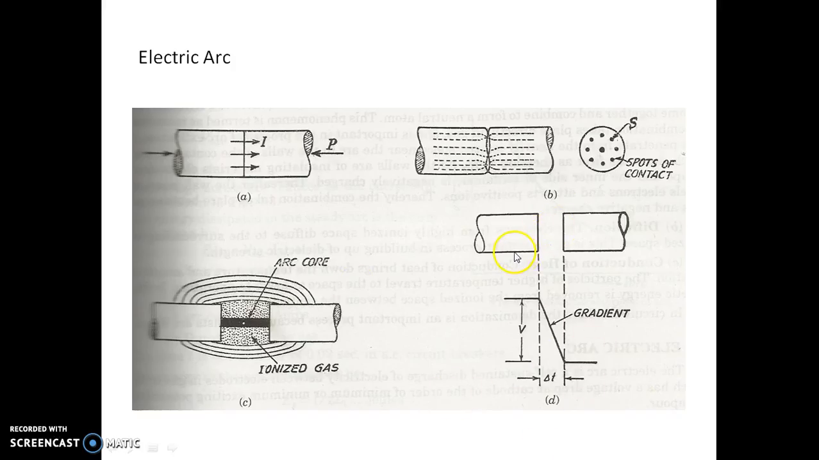How does this occur? Under normal conditions, the fixed contact and movable contact are intact with each other.